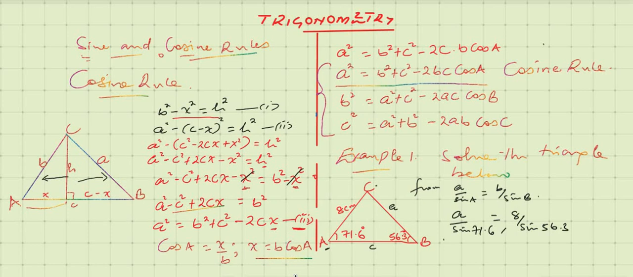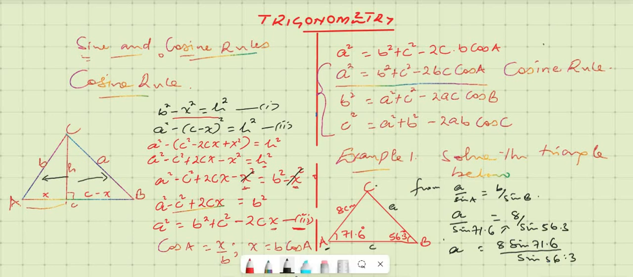When we try to cross multiply, we find that A is equal to 8 sine 71.6 over the sine of 56.3. You can find that when you get your calculator and press it very well. You find that A should be giving 9.124 centimeters. So this one is 9.124 centimeters.